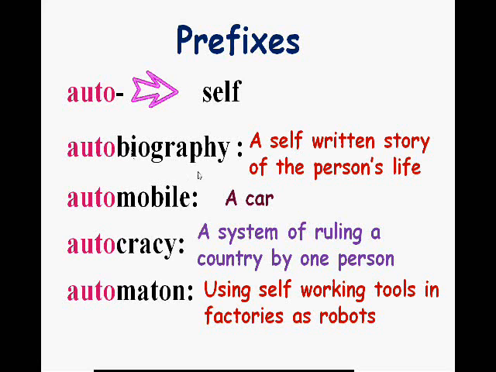So the first prefix we looked at is auto, and as we said, auto means self. If I know the meaning of the prefix, then it will be very easy for me to try and guess the meaning of the word in the sentence, even if I didn't see this word before.